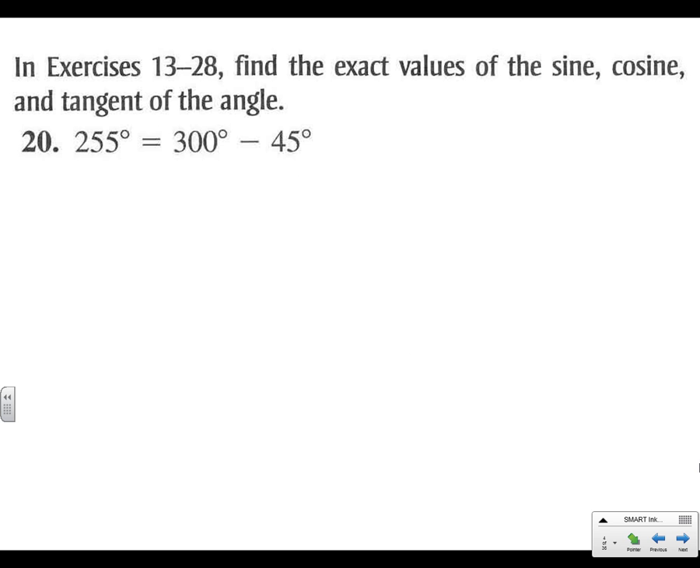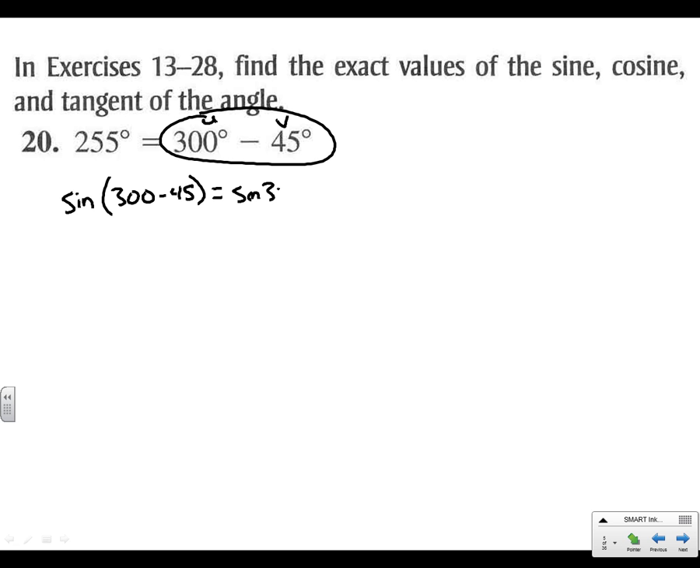All right, we'll jump ahead to 20. 255 equals 300 minus 45. We want to do the sine, cosine, and tangent of all three of these. So we'll start using this. We're going to be using our minus formulas. 300 is our U, 45 is our V. So sine of 300 minus 45 is going to be, plugging in from the formulas here, sine 300 cos 45 minus cos 300 sine 45.